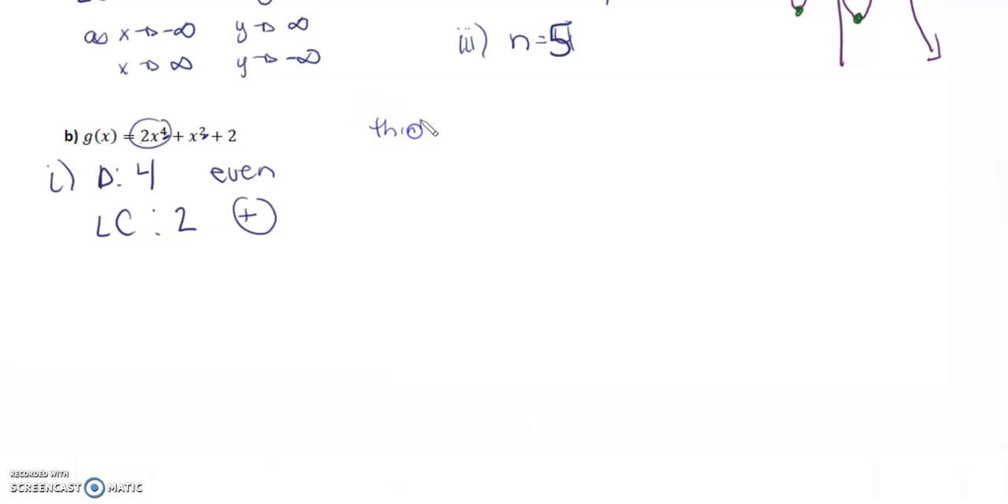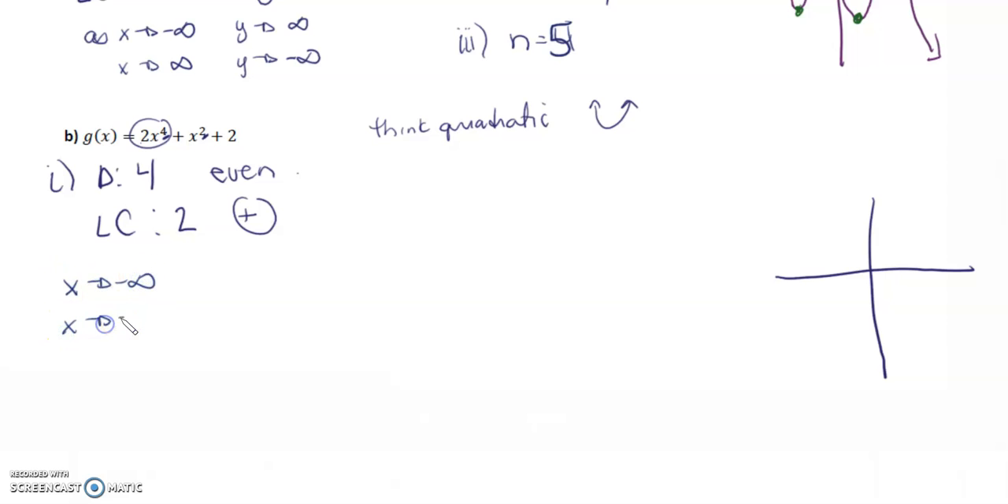So again, think quadratic. Okay, if we have a quadratic that has a positive a value, we're thinking opening up, right? So this is going to be as x approaches negative infinity and as x approaches positive infinity in that order, because we read from left to right. Okay, it's just like we would put here. As x approaches negative infinity, y approaches infinity. As x approaches positive infinity, y approaches infinity.